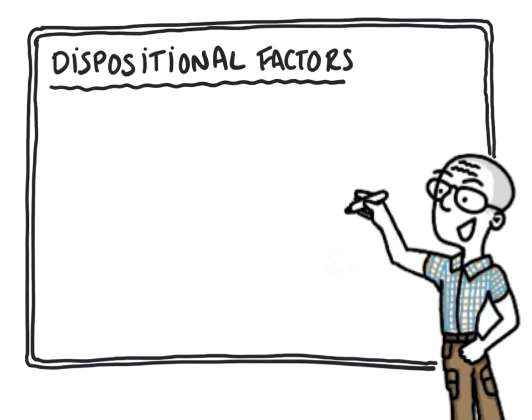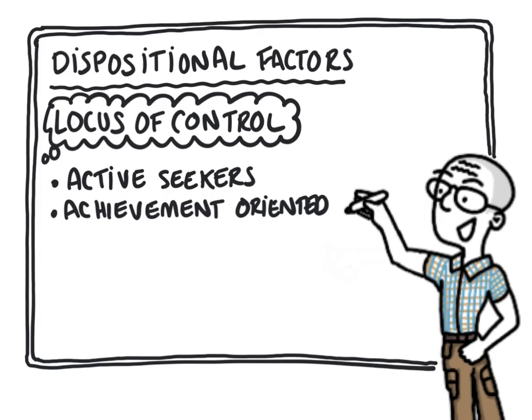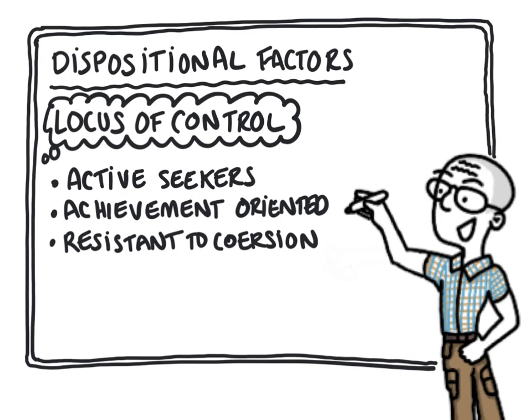Dispositional factors. Again, we're looking at locus of control. Let's remind ourselves of the features of internal locus of control that are most important. Firstly, they are active seekers of information. Secondly, they are achievement oriented. And thirdly, they're better able to resist coercion. We can see how they might find it easier to resist the pressure to obey looking at these.